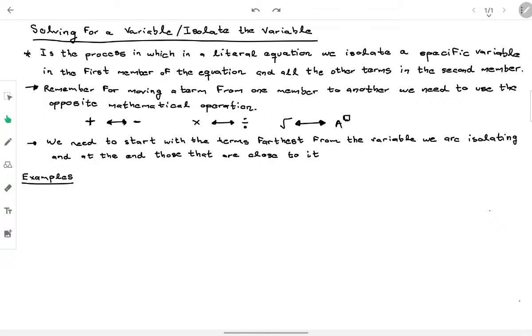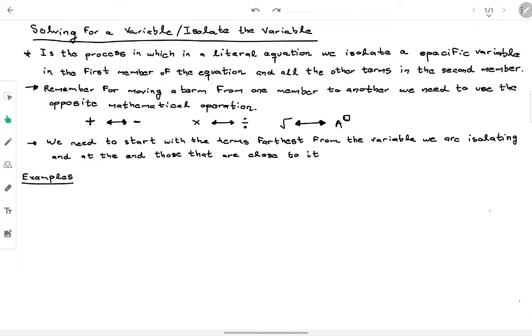So today we are going to see the topic that is called either solving for a variable or isolating the variable. Those are relative terms. They are used as synonyms. Solving for a variable or isolating the variable, it's the same. What is isolating the variable?